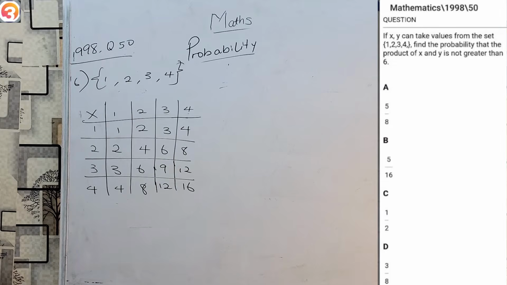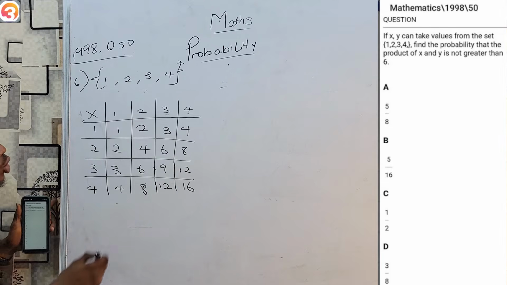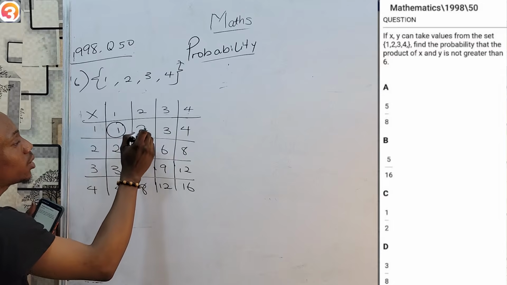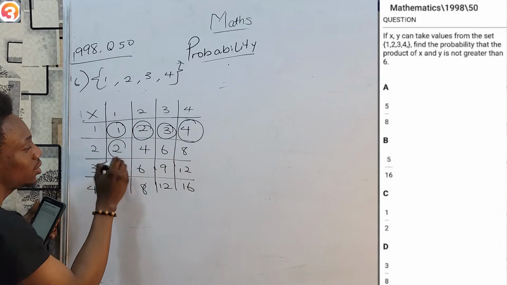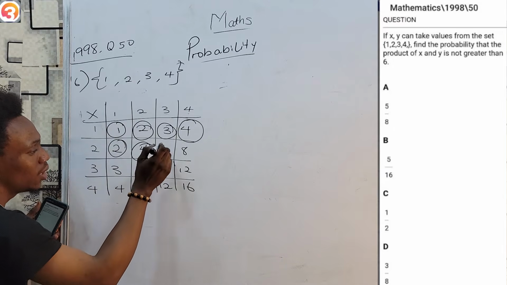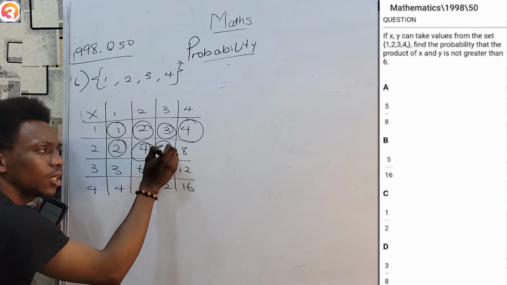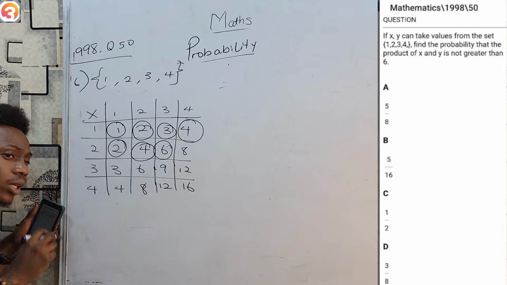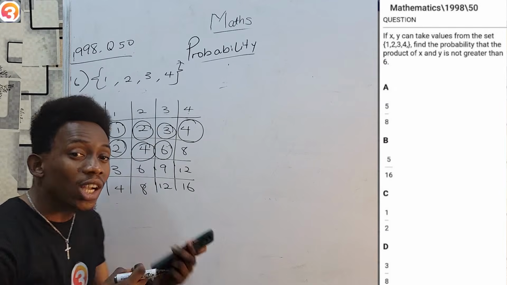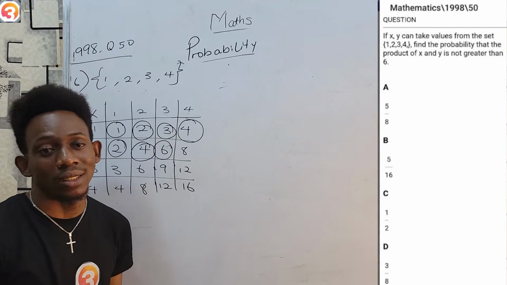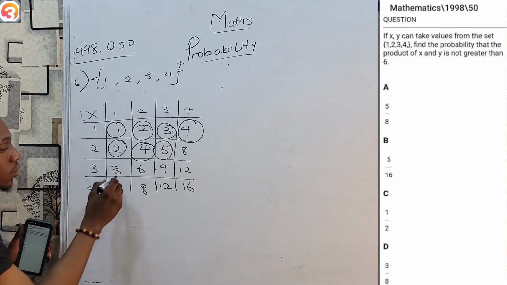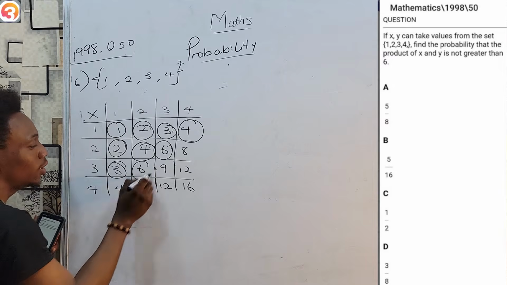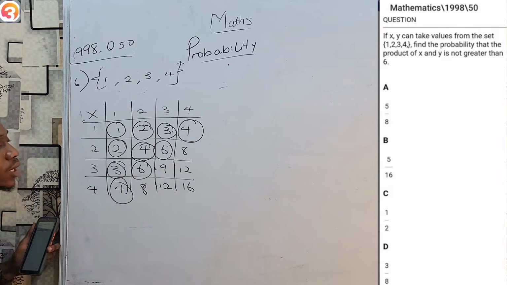One product will not be greater than 6. So let's check the different products we are seeing. Not greater than 6, not greater than 6, not greater than 6, not greater than 6, not greater than 6, not greater than 6. This is also not greater than 6. They did not say probability that the product is not greater than or equal to 6. 6 is not greater than 6. No, 6 is equal to 6. That means 6 is included. So 3 is not greater than 6, 6 is not greater than 6, and 4 is not greater than 6.